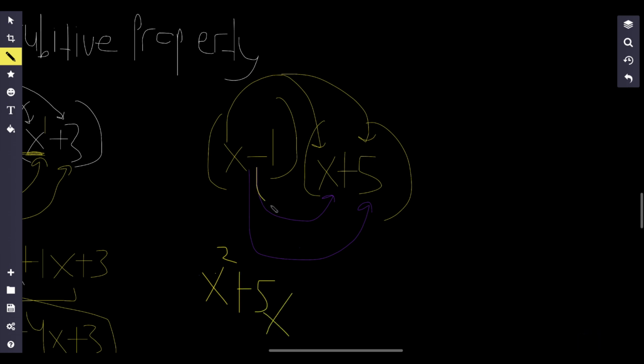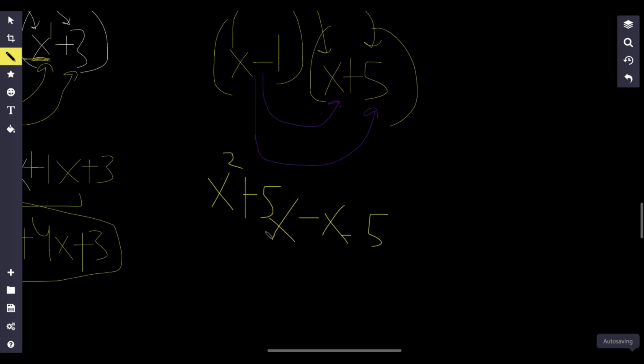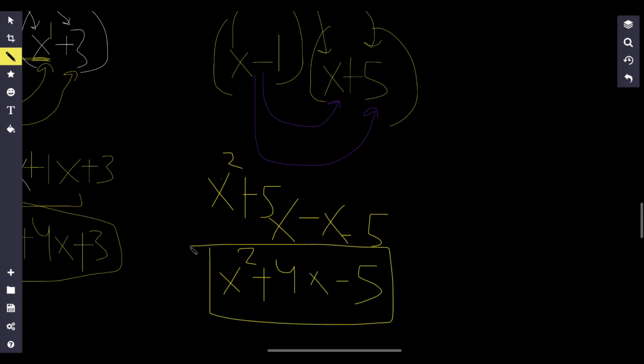Now you're going to start distributing the -1. So -1 times x gives you -x. -1 times 5 gives you -5. So 5x minus x is just 4x. So you're just going to be left with x to the second power plus 4x minus 5. And that's going to be your answer. All right, unit 1 is done.